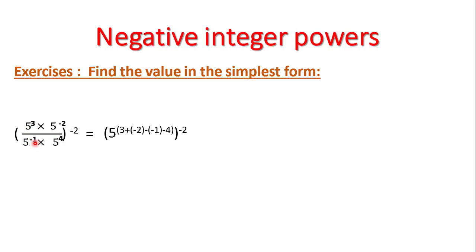So I have 5 to the power 3 plus negative 2 minus negative 1 and also minus 4, all to the power negative 2. It will be 5 to the power negative 2, all to the power negative 2. Here we have a rule: I'll multiply the two powers, so it will be 5 to the power 4. Yes, excellent. 5 to the power 4 is 625.